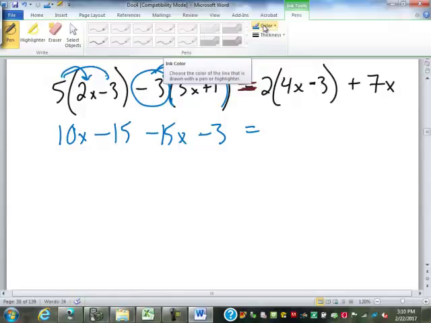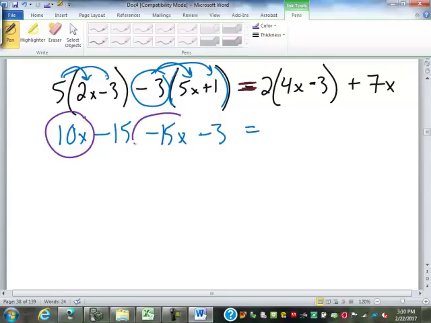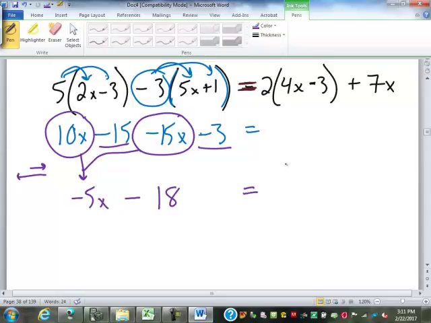So now we're still going to work on the left side. What more can we combine on the left side over here? The 10x and the negative 15x, which make what? Yeah, 10 and negative 15 do make negative 5. So now I've got negative 15 and negative 3, which make negative 18. So the left side becomes negative 5x minus 18.